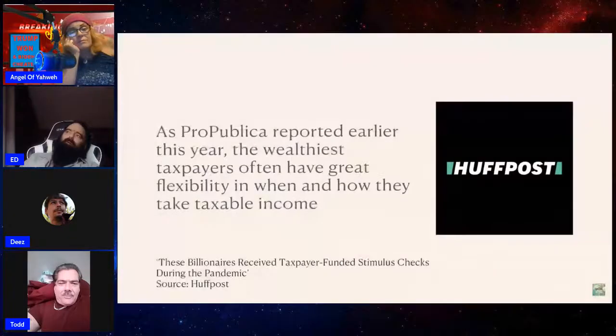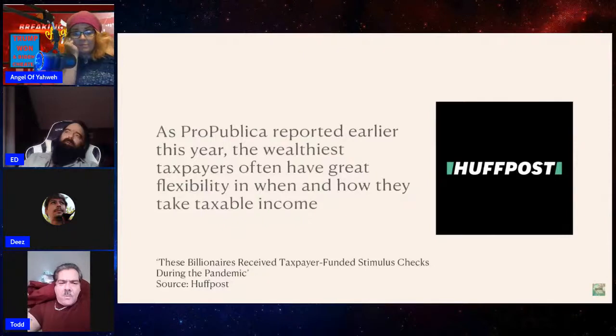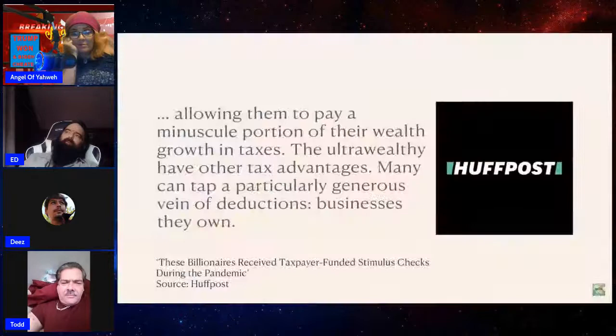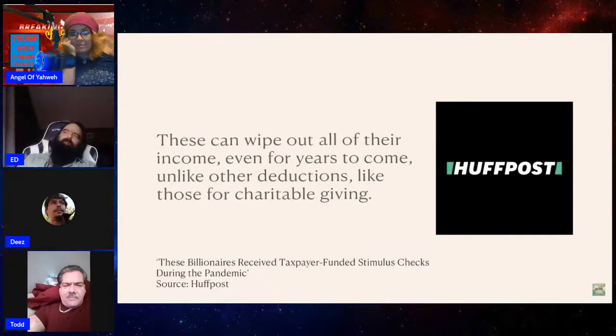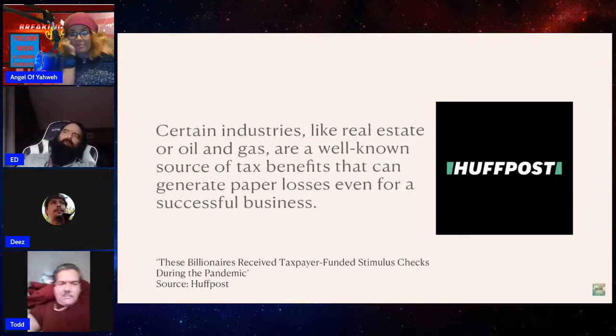These idiots. As ProPublica reported earlier this year, the wealthiest taxpayers often have great flexibility in when they take taxable income. Flexibility, that's what they call it, allowing them to pay a minuscule portion of their wealth growth in taxes. The ultra-wealthy have other tax advantages. Many can tap a particularly generous vein of deductions, businesses they own. They can wipe out all their income, even for years to come, unlike other deductions like those for charitable giving. Certain industries, like real estate or oil and gas, are a well-known source of tax benefits that can generate paper losses, even for a successful business.